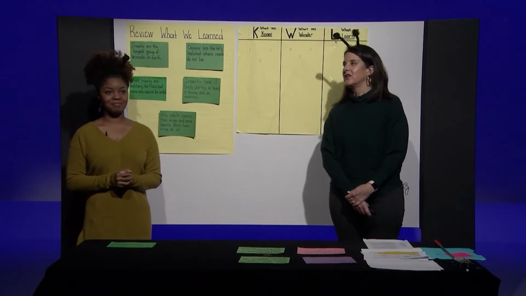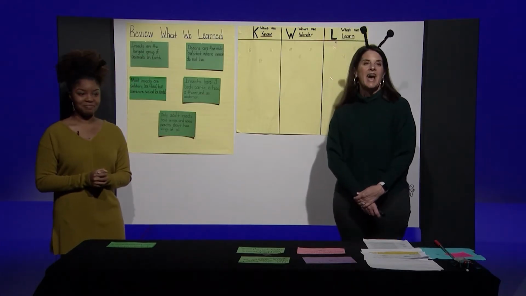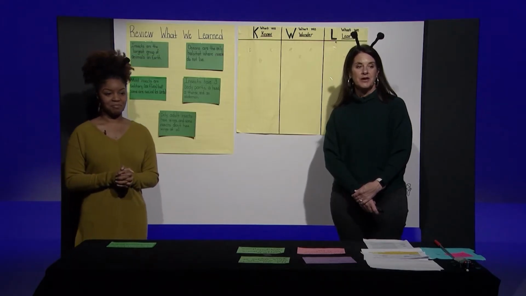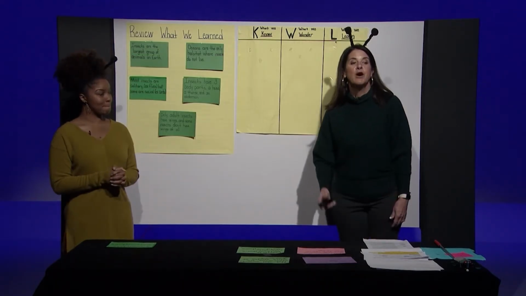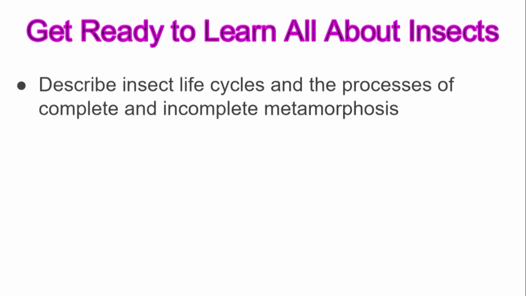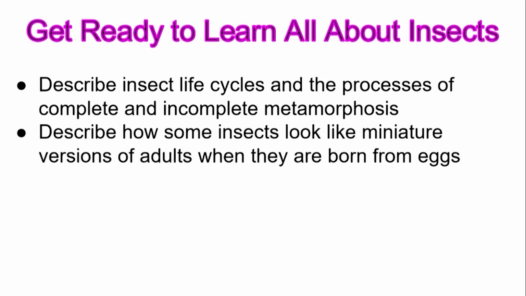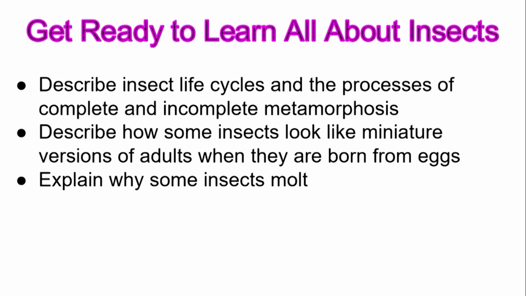Today's lesson is titled Life Cycles of Insects. I can't wait to find out what you already know about this and what you want to learn. Let's look at our slide to see what we will be able to do after the next two lessons. You will be able to describe an insect's life cycles and the processes of complete and incomplete metamorphosis. You will also be able to describe how some insects look like miniature versions of adults when they are born from eggs. You will be able to explain why some insects molt.